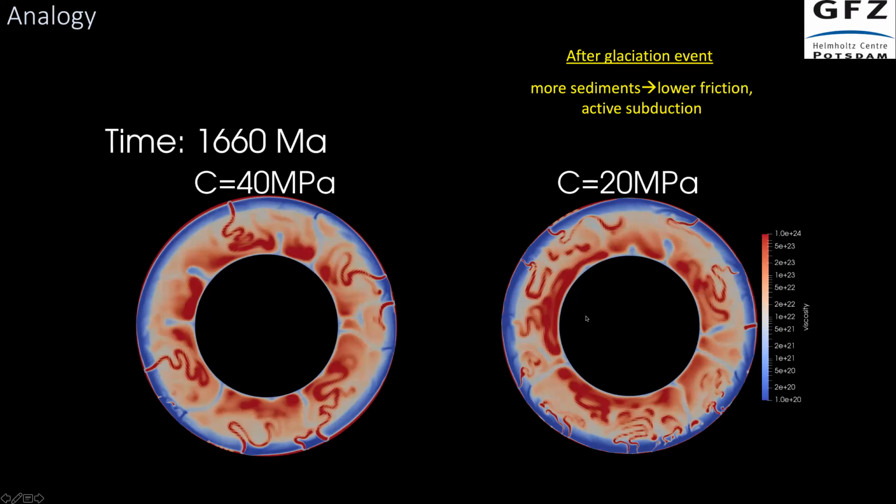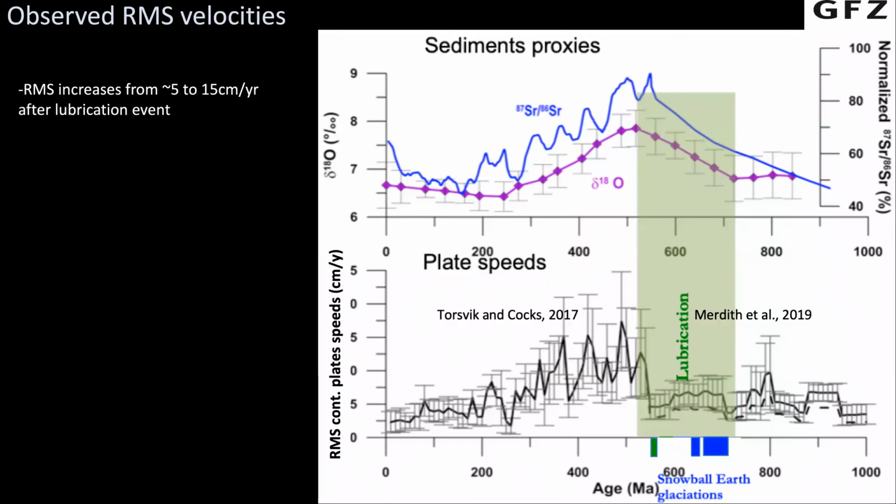On the other hand, for a lower yield stress, this could represent a period in time after a glaciation event, so more sediments in the trenches, lower friction, and much more active subduction. And so let's have a little look at the data.